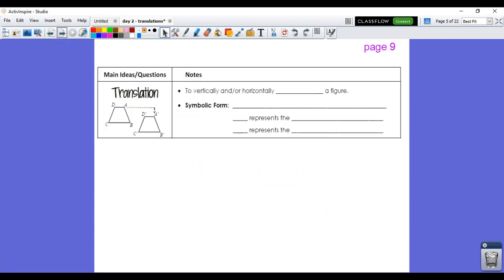Okay, so this is page 9 in our packets. I'm always going to have the page numbers somewhere on the slide so you can see. Okay, and with translations, we're going to vertically or horizontally slide the shape around. The symbolic form looks like this. It looks like a capital T with a small h comma k. What am I doing? H comma k.